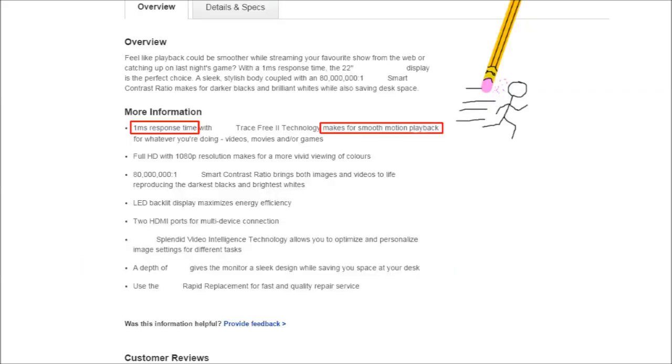Gaming-specific monitors tend to have faster response times, claiming that it makes for smooth motion playback. That seems really vague, but I think it supports my findings.